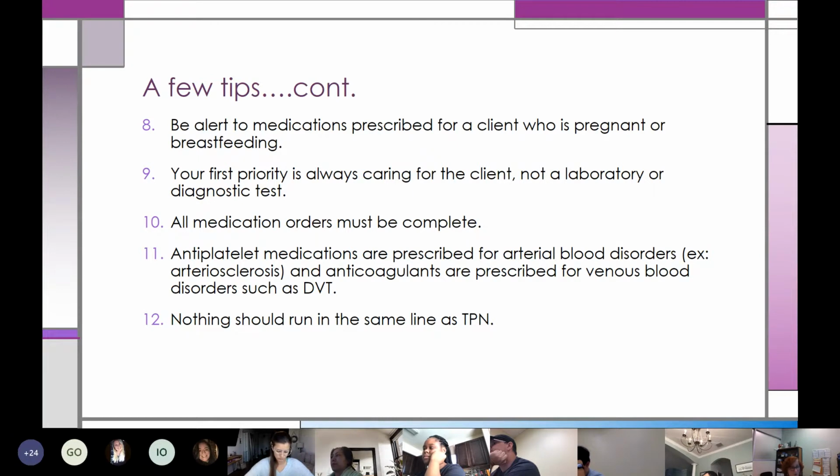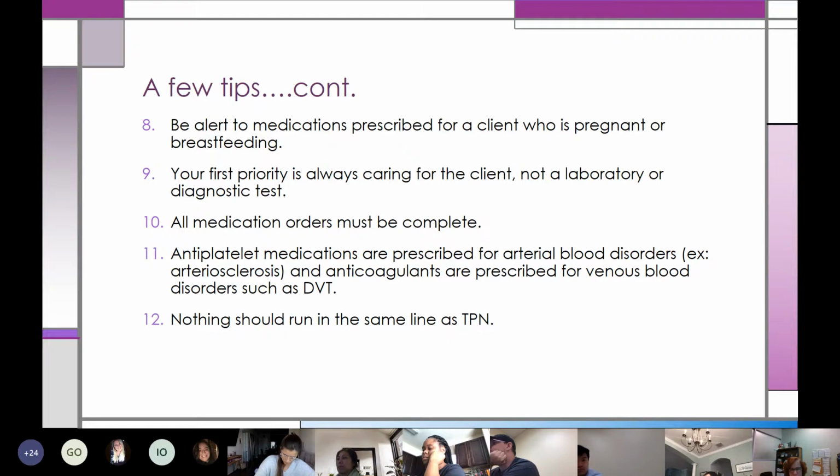Antiplatelets are usually prescribed for arterial blood disorders, such as arteriosclerosis, whereas the anticoagulants are usually prescribed for venous blood disorders. So there is a difference. For instance, Lovenox, and enoxaparin is the generic name. You would want to be sure you're looking at the platelet count for that. And I believe I have some of that information on this slide or on my comprehensive slide.